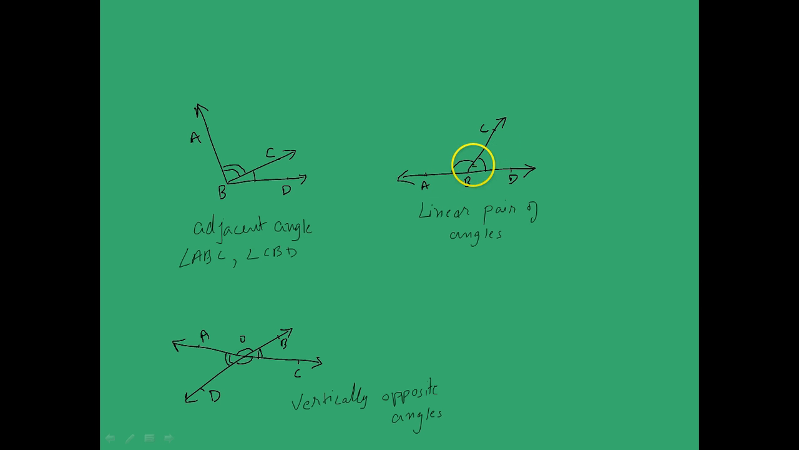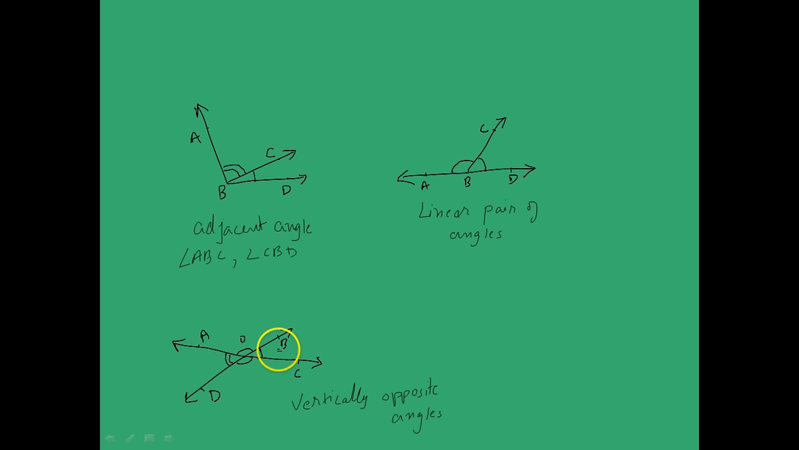And if the non-common arms of two adjacent angles form a straight line, then they are called a linear pair of angles. So, angle ABC and angle CBD form a linear pair of angles.